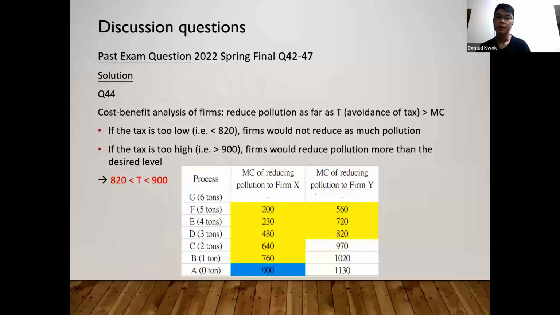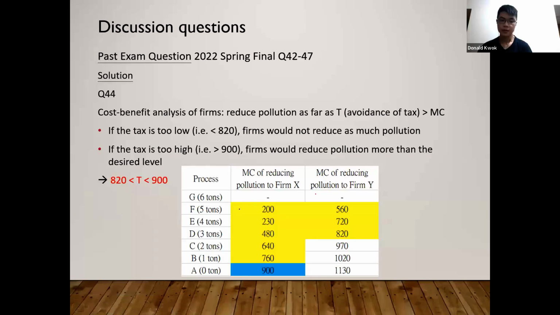So it will be a cost and benefit analysis of the firm. The benefit side of reducing pollution is to avoid paying the tax T that we are going to find, while the cost side of reducing pollution is to use a less polluted production process, with a higher cost. So let's say the amount of tax is $800.